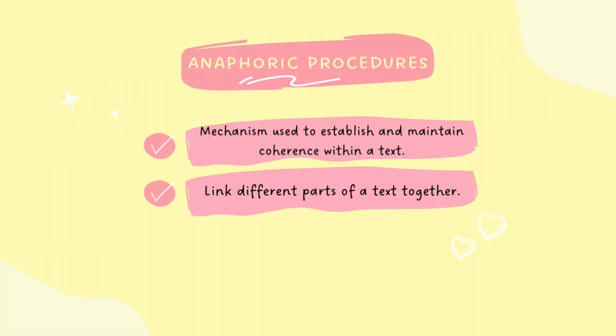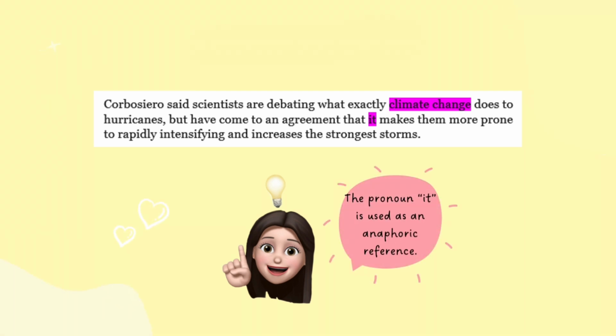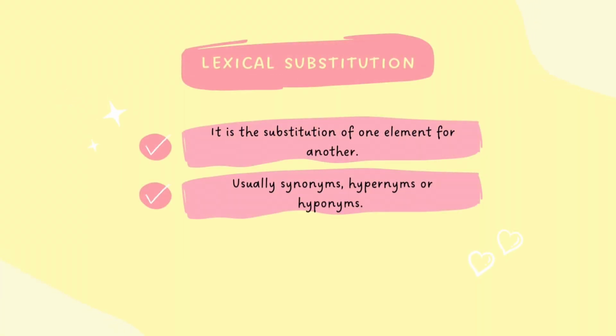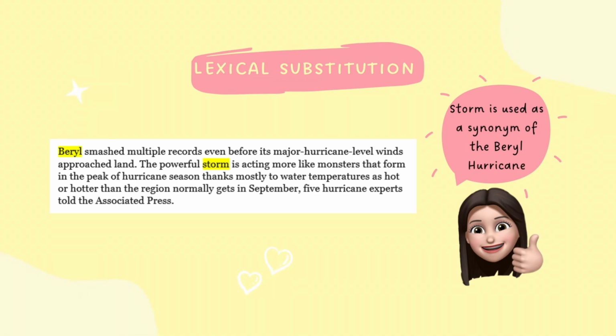Next, anaphoric procedures. It is a mechanism used to establish and maintain coherence within a text, and it helps link different parts of a text together. In this example, "it" is used instead of "climate change" as an anaphoric reference. Lastly, we have lexical substitution. It is the substitution of one element for another, usually synonyms, hypernyms, or hyponyms. In this example, "storm" is used as a synonym of the Beryl hurricane.